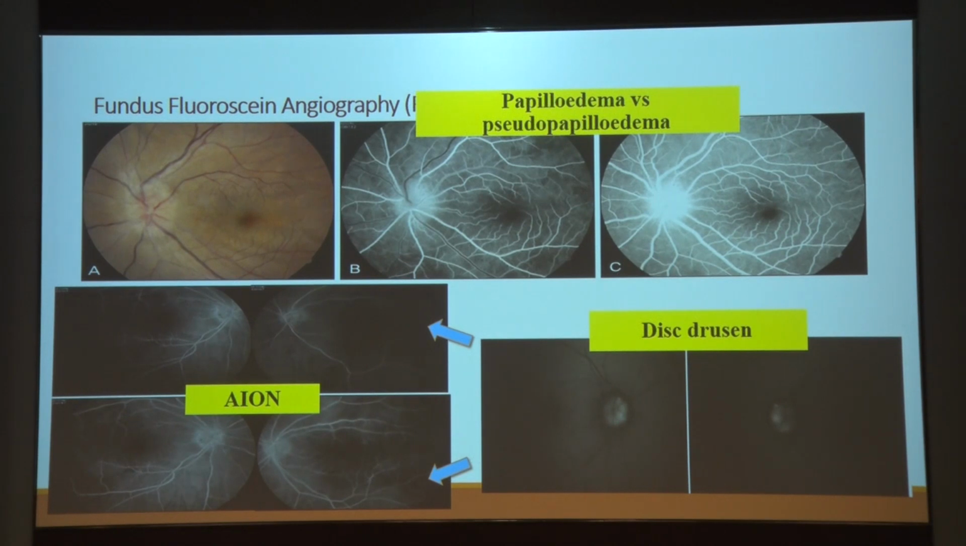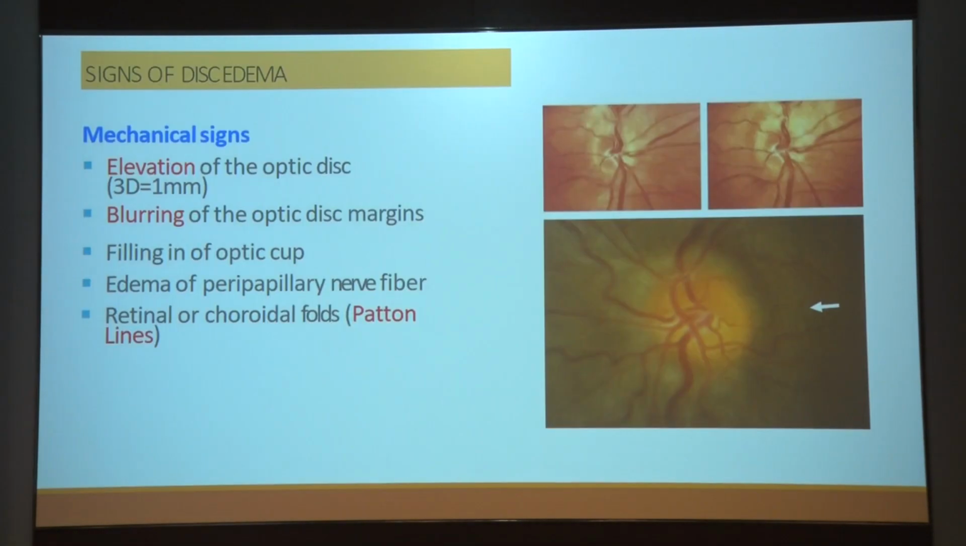Other things that can help you in differentiating pseudo from true papilledema are fundus fluorescein angiography, where you will see an evident disc leak, and you can also identify disc drusen on autofluorescence. Then what are the signs of disc edema? There could be mechanical signs, then there could be vascular signs.